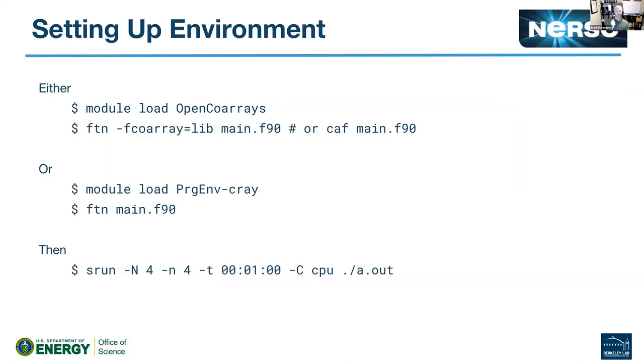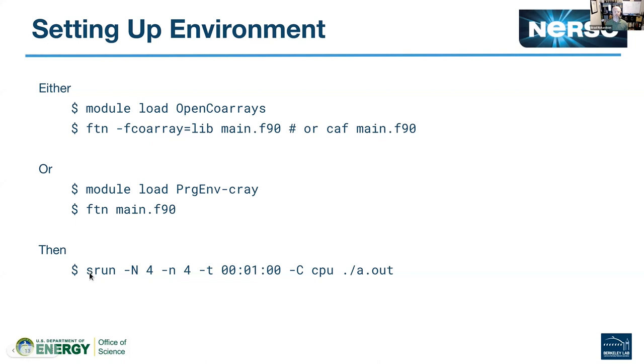But first, the default environment on Perlmutter doesn't necessarily support coarrays, but we have two options for how you could follow along and use the examples here. You can either do module load opencoarrays, which is the runtime library for the parallel features that gfortran can use. Then you can use ftn and add the flag -fcoarray=lib when you're compiling your code, and it will compile parallel versions of your programs. Or it also defines its own compiler wrapper that automatically includes this flag. Or you could use the Cray compiler by using module load PrgEnv-cray, and then the compiler wrapper will point at the Cray compiler, which does support coarray Fortran by default.